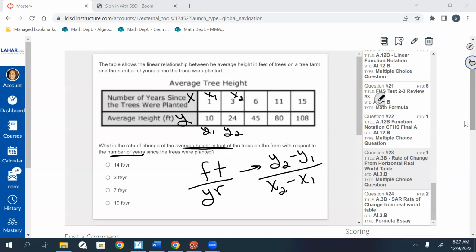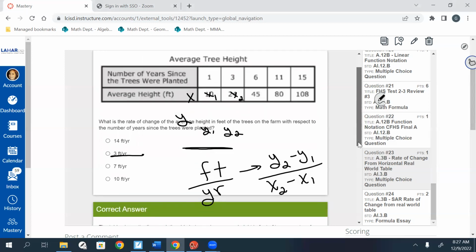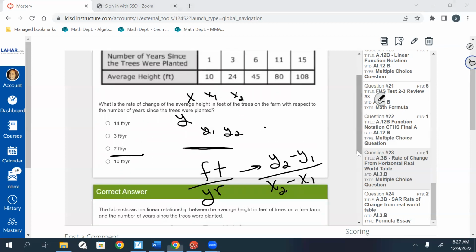And so now just go plug in y2 minus y1. So we have 24 minus 10 over 3 minus 1. So 24 minus 10 is going to be 14. 3 minus 1 is 2. And if calculating that is confusing to you, you can just type this whole fraction into your calculator as well, and it will do it for you. And so we have 14 over 2. So yeah, 14 divided by 2 is 7. So the change in feet per year is 7 feet per year.